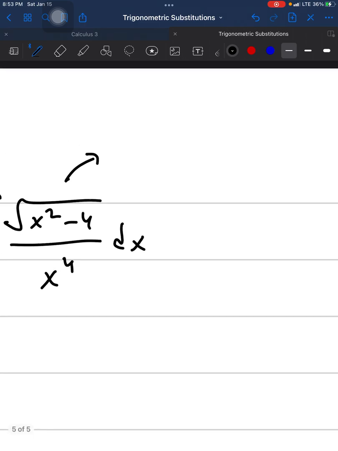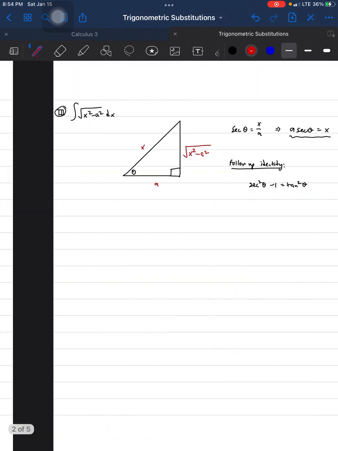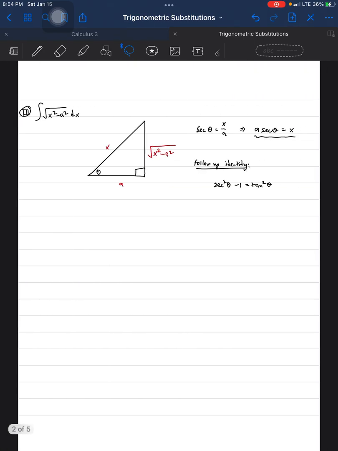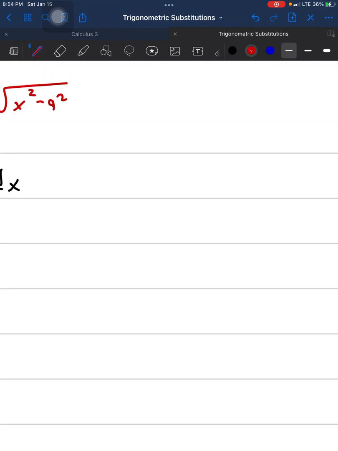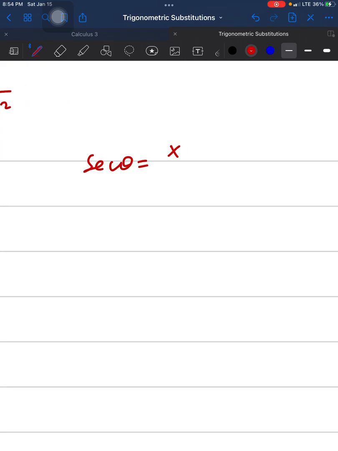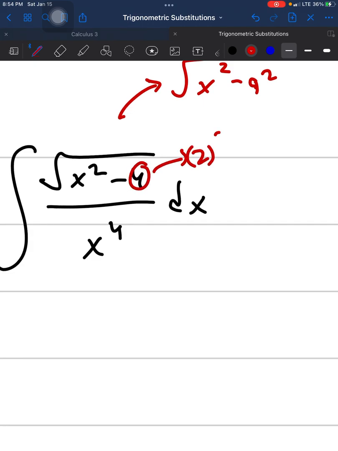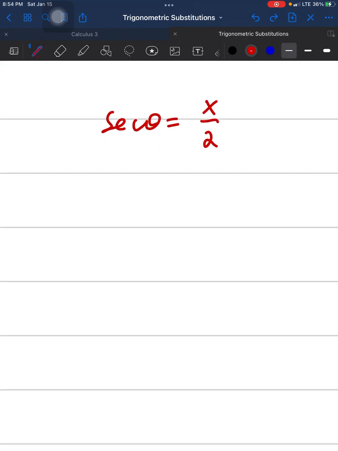So we have to see which case we're in right now. Right now, this is written in the form x squared minus a squared. When we look back at our cases, the only one that is x squared minus a squared is case 3, and case 3 involves secant. So we're going to be using secant. So secant theta is equal to x over 2, because in this case a is actually 2.